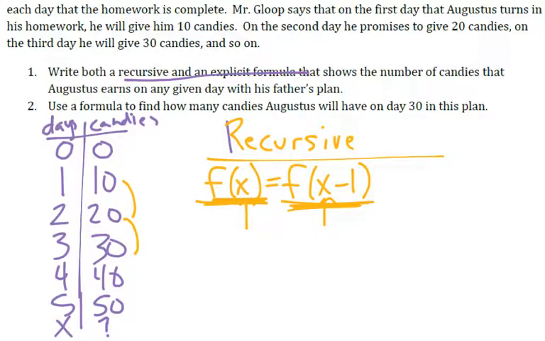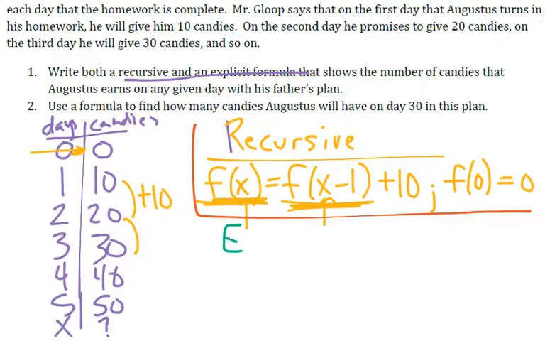So what are we doing every day? We are adding 10. So we add 10. Now that's half of it. We need the other half. Where did we start? Well, when the input was 0, we started at 0. So there's our recursive.